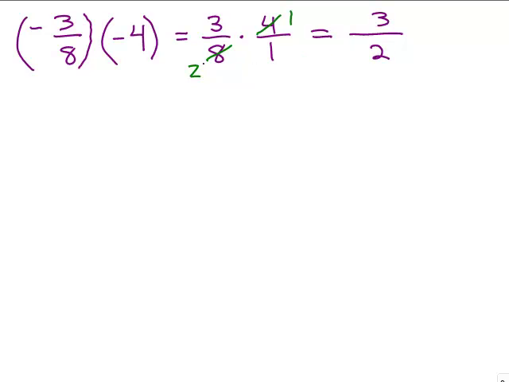Now remember, if everything in the denominator canceled, you would have a whole number, because anything divided by 1 is itself. And in the numerator, if everything canceled, you would still have a 1 in the numerator. So just remember those facts about multiplying fractions.